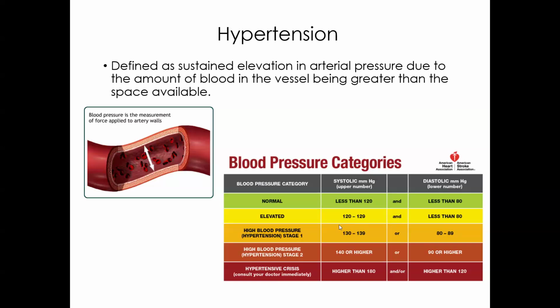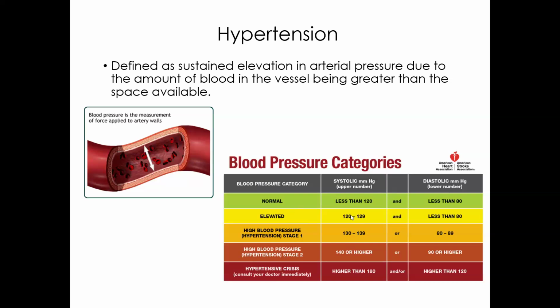So for instance, somebody that's elevated is between 120 and 129, and then they can be less than 80. So it's 80 or less. So if just their systolic is above 120, but less than 130, and this stays below 80 or less, then we just consider them elevated.